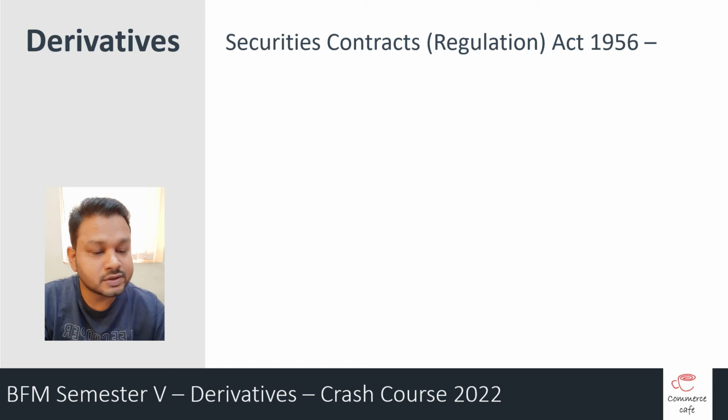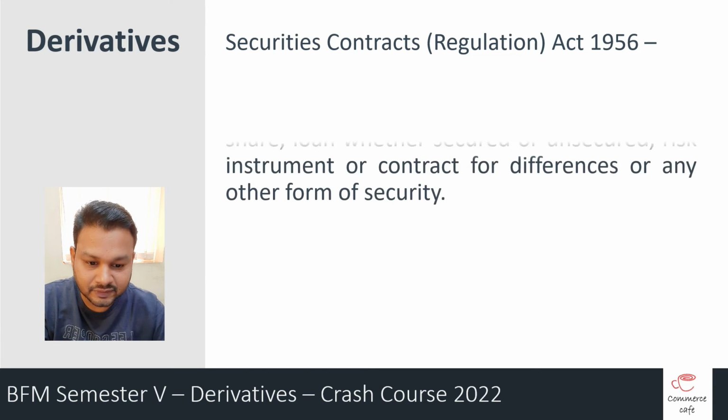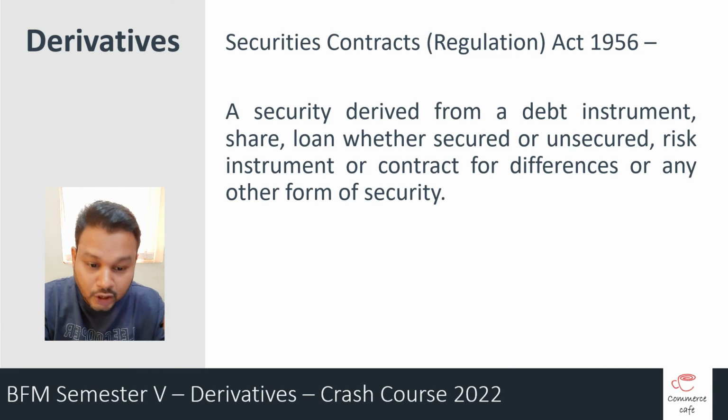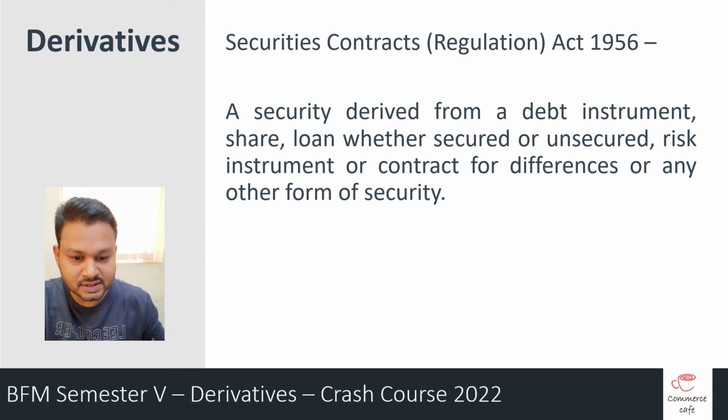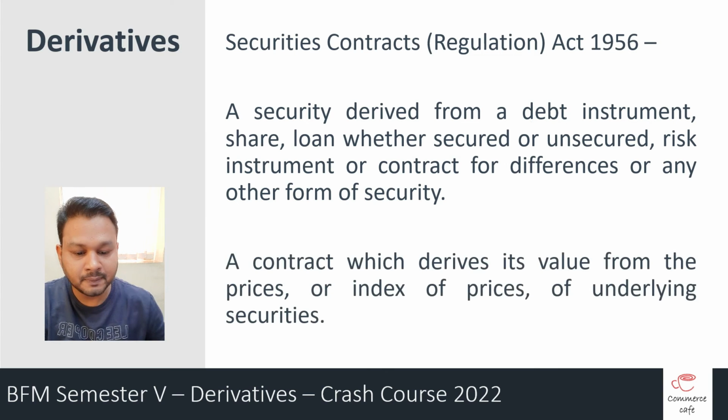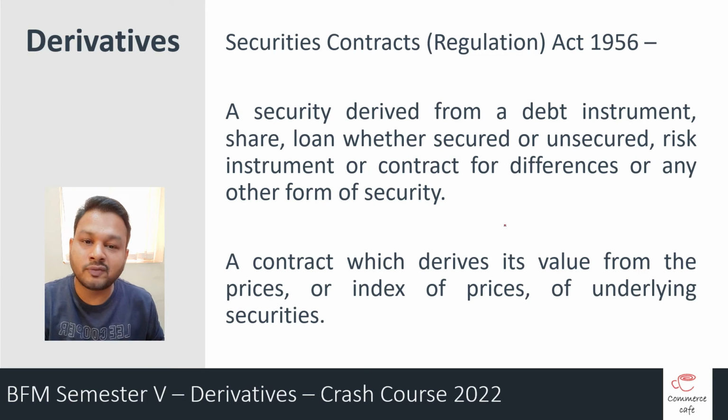According to the Securities Contract Regulation Act 1956, the definition of a security: it says derivatives includes, and then there are 2 points. First is a security derived from a debt instrument, share, loan, whether secured or unsecured, risk instrument or contract for differences or any other form of security. And the second point is a contract which derives its value from the prices or index of prices of underlying securities. So it is saying the same thing basically.